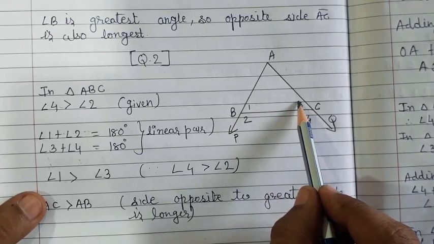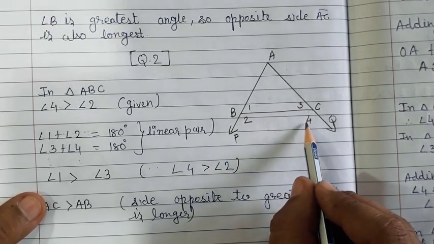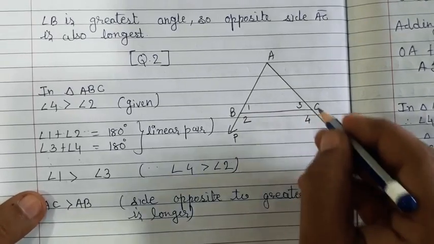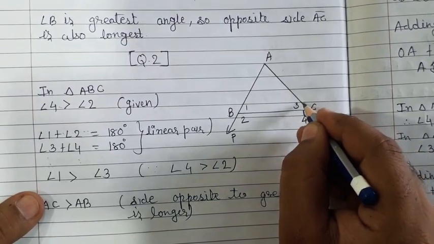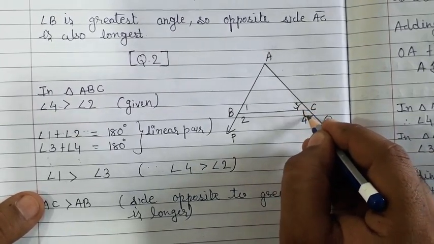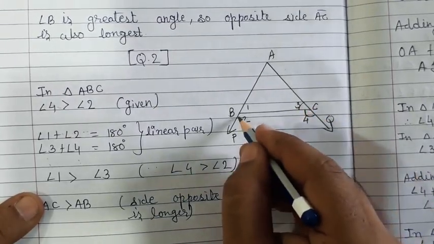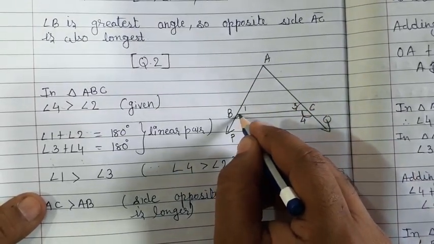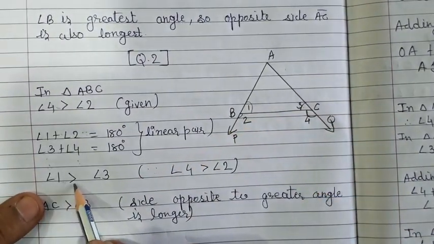Why? Because see here, given that angle 4 is the greater. If this one is bigger, so this one should be small. ये स्मॉल होगा, ये बड़ा है तो ये छोटा होगा, क्योंकि 180 में से बड़ा जाएगा तो छोटा आएगा. And if this one is small, so this one is bigger. So we can say that angle 1 is greater than angle 3.